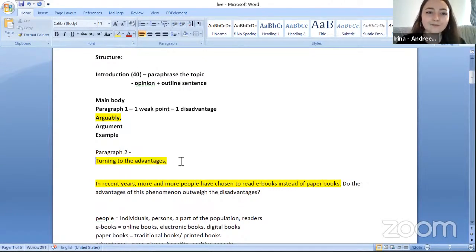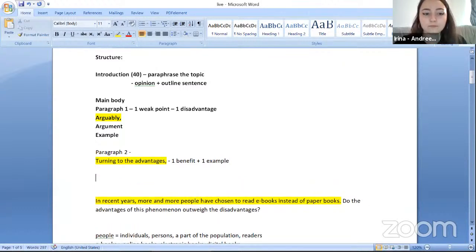It's like the part of the skeleton of the essay. Turning to the advantages, or the pluses or benefits, anything you prefer. And here we have to mention one advantage, or one benefit, plus one example, as we did here. One disadvantage and one example. Here we have one benefit.